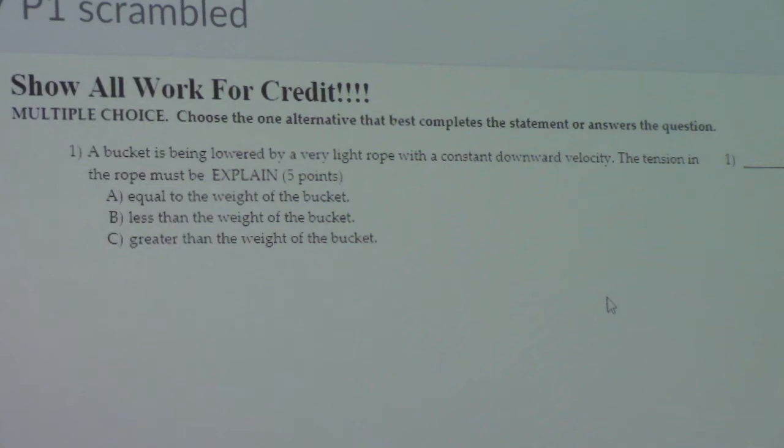Now on the other hand, if this bucket was accelerating up, then the tension would have to be bigger than the weight. If it was accelerating down, the weight would have to be bigger than the tension. That sort of thing. Okay? So take a look at that. I gave you this situation. On the actual test, you're not going to have the same situation. You'll probably have a similar problem, though. So think about the alternatives.